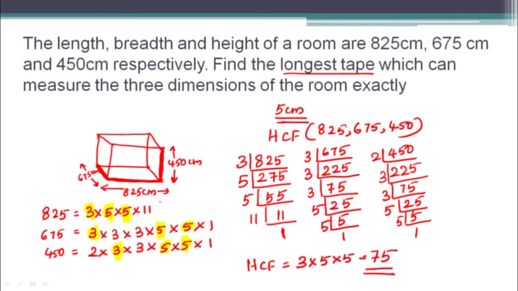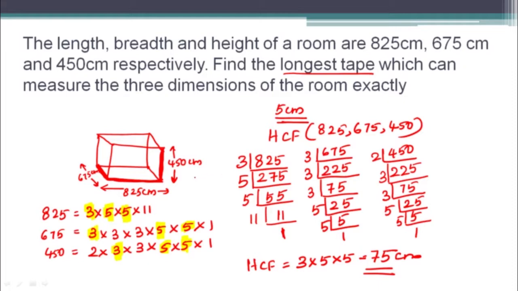So the highest common factor of these three numbers is 75. So if I have a tape which measures 75 centimeters, I will be able to measure these dimensions exactly, or I'll be able to measure each of these sides completely by using the tape some number of times.